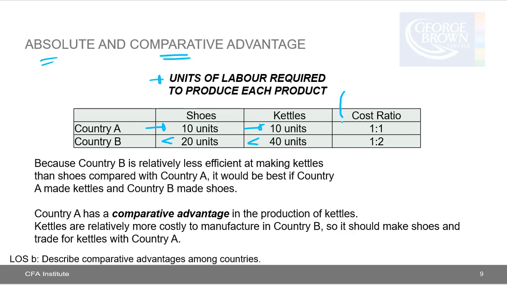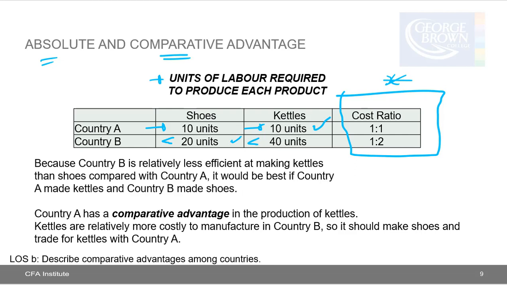But now we're going to move on to this concept of comparative advantage, and what we need to look at here is this last column looking at the cost ratio. Okay, so according to the theory of comparative advantage, both countries would be better off if country A makes kettles and country B makes shoes. Okay, and we're going to explain why. It takes the same number of units of labor to produce shoes and kettles in country A. Thus, making an additional kettle requires giving up the production of one pair of shoes in country A.